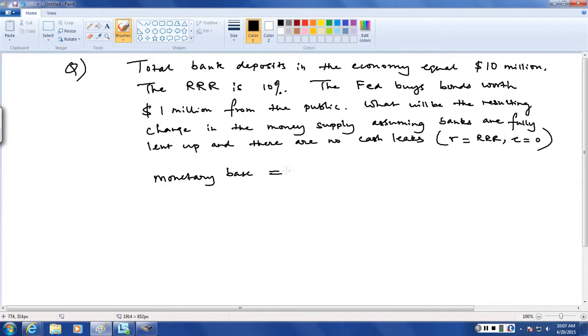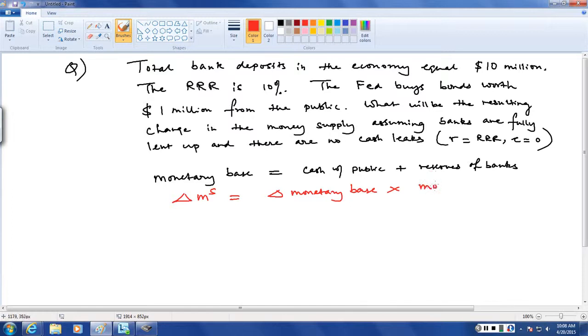The monetary base is defined as cash with the public plus the reserves of banks. Right, and what's the formula we're looking for here? The formula we're looking for is the change in the money supply is equal to the change in the monetary base times the money multiplier. Is that correct?